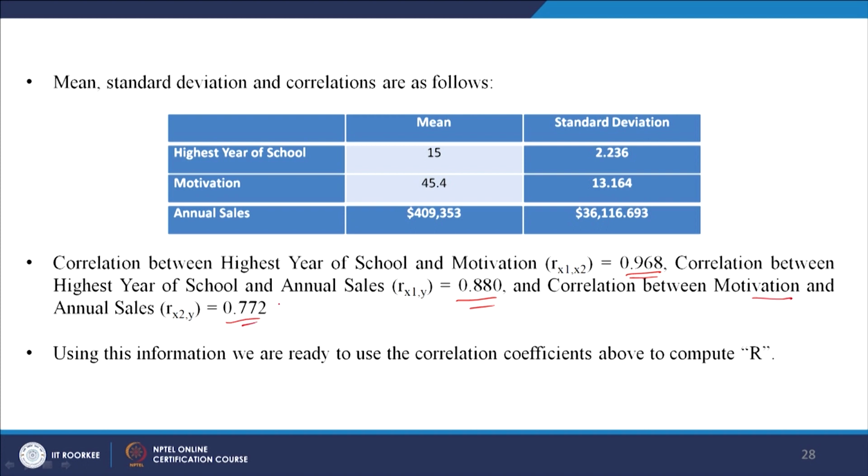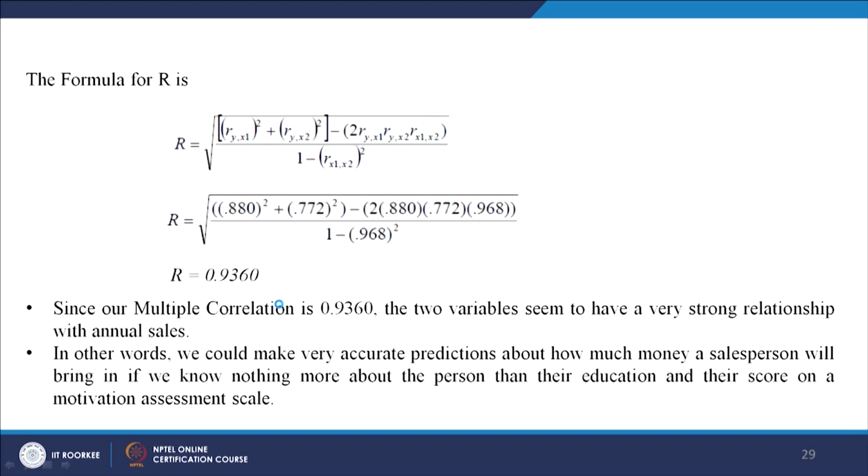I am sure you can calculate this if you have followed my last lecture, where I showed how to calculate by hand the correlation values between two variables. Okay. So you can calculate. Now, using these values we will see. What is the formula for R? What is the R, the multiple correlation? Now, what is the formula?